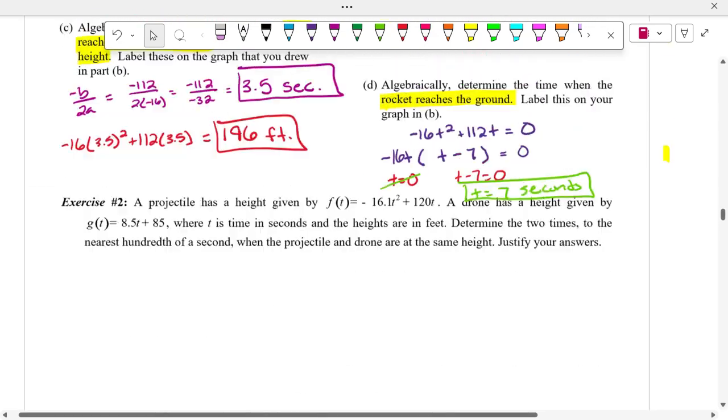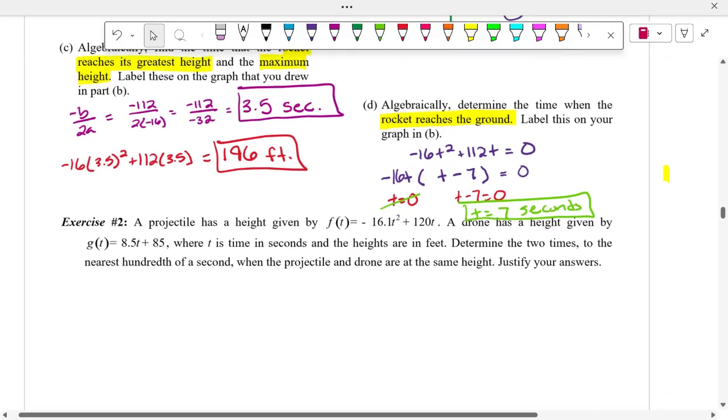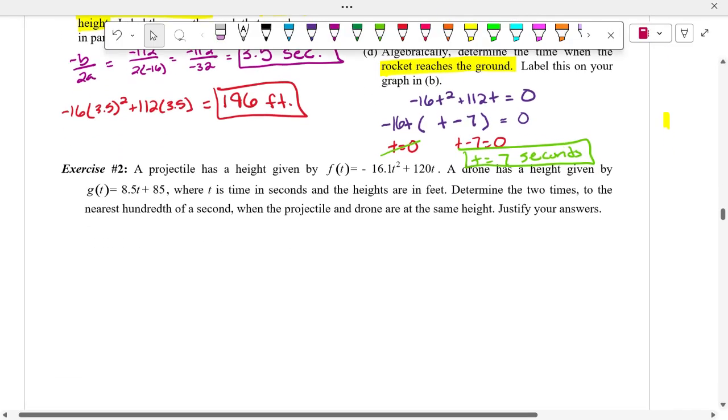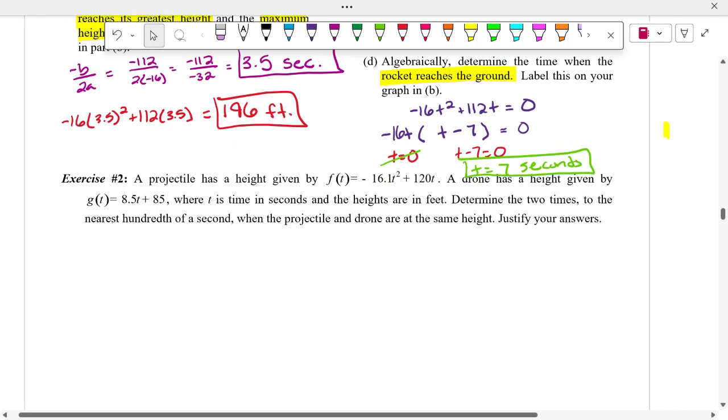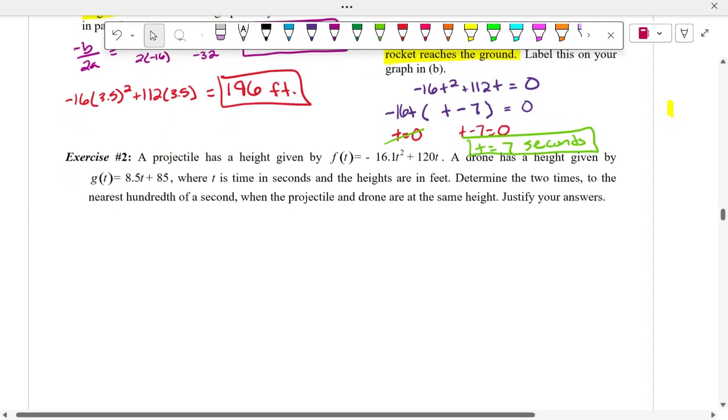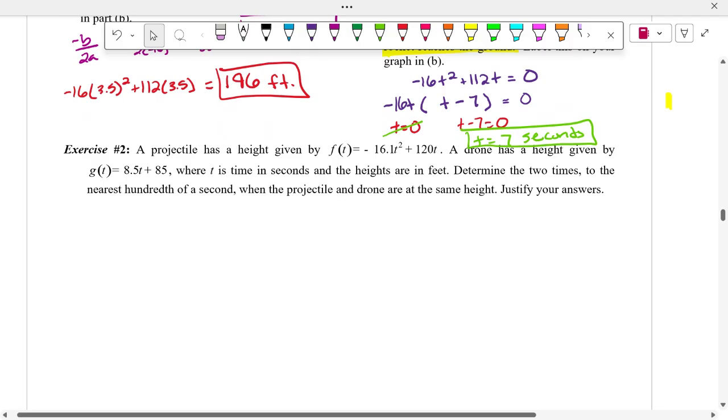All right. Now, some of these, it's more a matter of just figuring it out. Some of these we're not going to actually do by hand because it's just really hard to do by hand. So let's look at this next one.